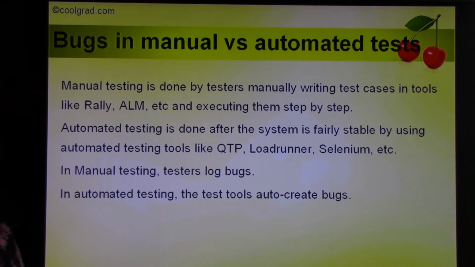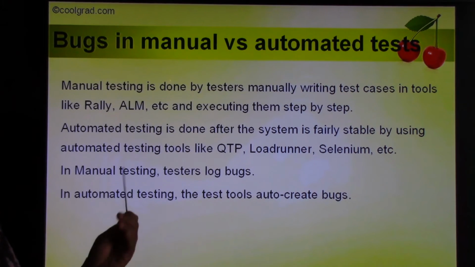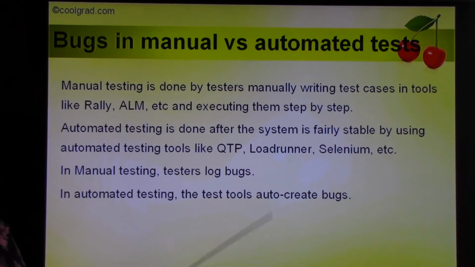So in manual testing, who logs the bugs? The quality assurance resources, the testers, they log the bugs manually and triage them and get them fixed and closed out. But in automated testing, usually the test tools automatically create bugs. And sometimes they have to be manually triaged and fixed and closed.